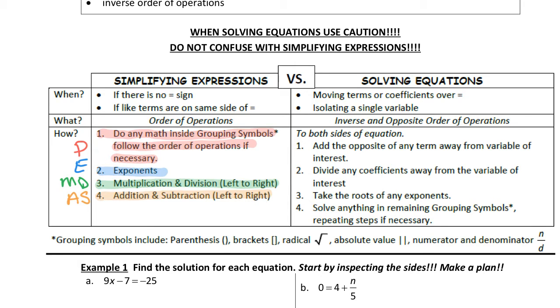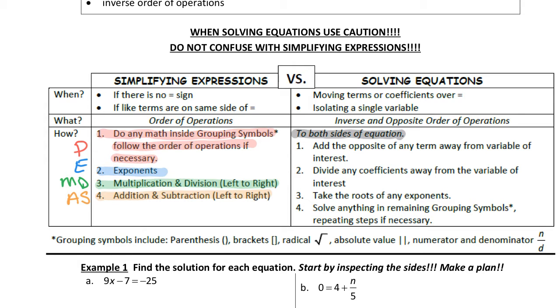Dear Aunt Sally. When we're solving equations, you need to first off remember that everything needs to be done to both sides of the equation. That's using those properties of equality. Everything that happens to one side, to keep the balance of the scale, must happen to the other.